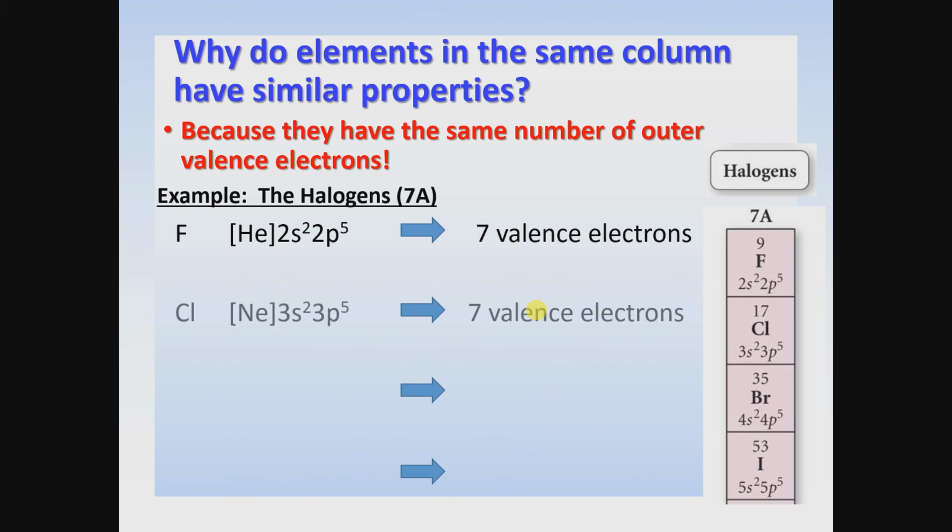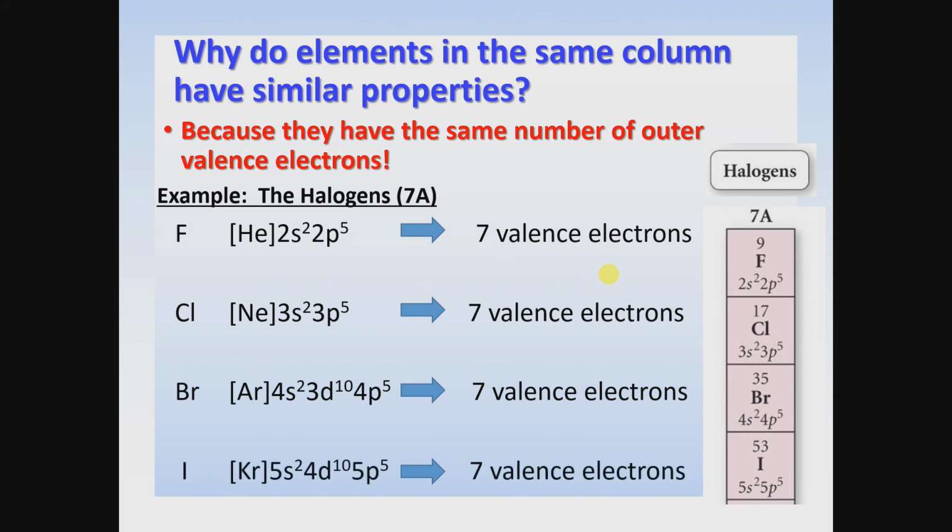So let's look at chlorine. If you look at chlorine's configuration, it also has 7 highest energy level electrons, 7 valence electrons. It's just that they're in the next energy level up: not the second energy level, but the third. Bromine has 7 highest energy level electrons now in the 4th energy level, so it also has 7 valence electrons. And iodine has those 7 highest energy level electrons in the 5th energy level, so it also has 7 valence electrons.